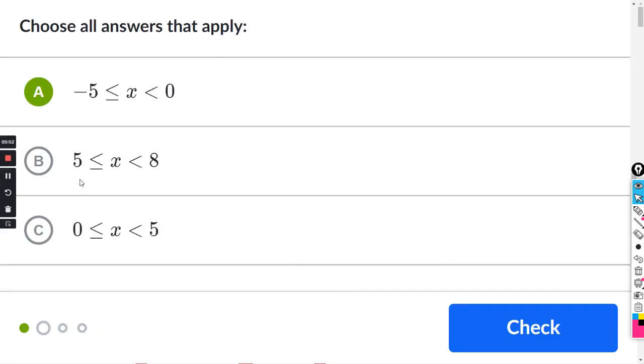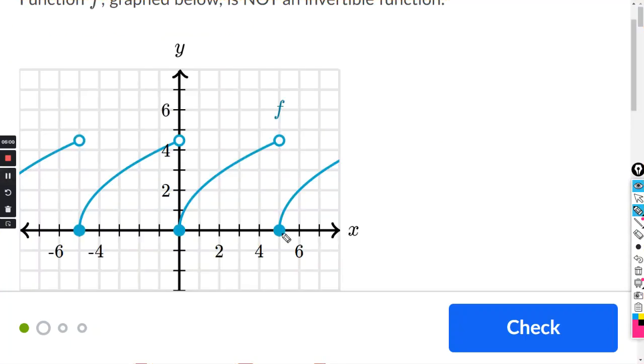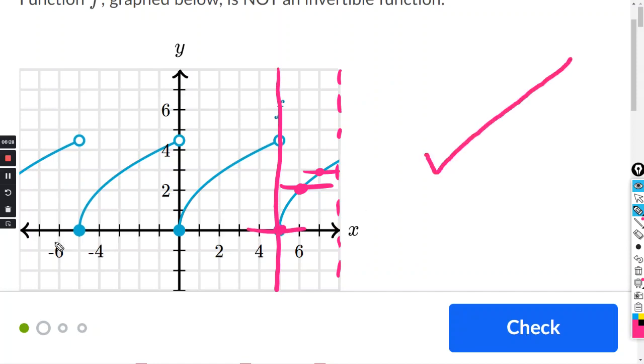Now we're going to go from 5 to 8, but not including 8. So here is x equals 5, and then go to 8: 6, 7, 8. 8 is right here, but it's not including 8, so this would be a dashed line. Let's do the test. I can draw a horizontal line anywhere on this graph and have it intersect only once, even down here. So that is invertible.